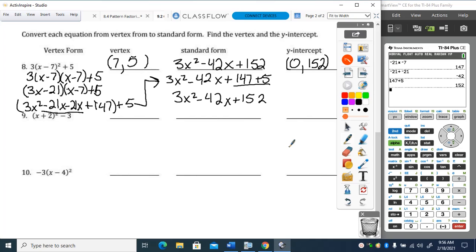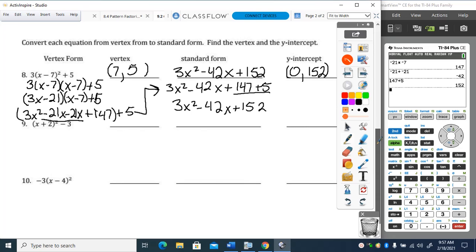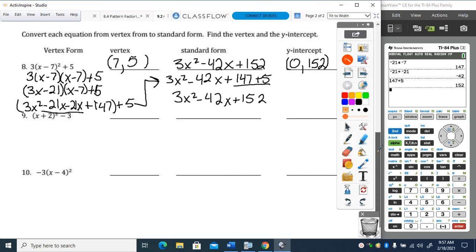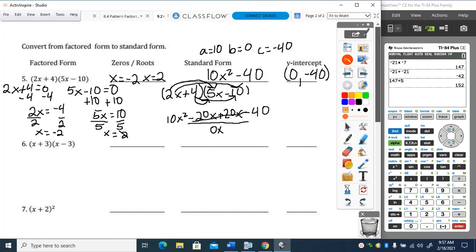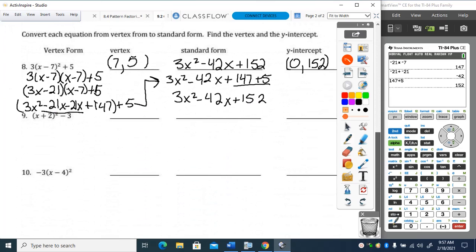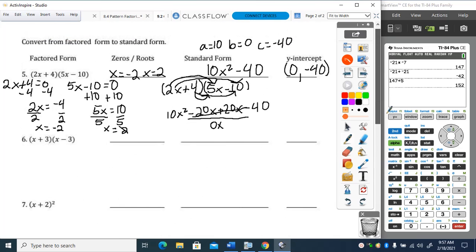So what I did here, because this wasn't like a normal lesson where we have examples and then we move into practice, I did one practice from each section. So now you can go back and do the rest of them.